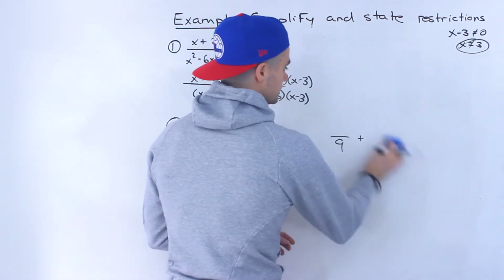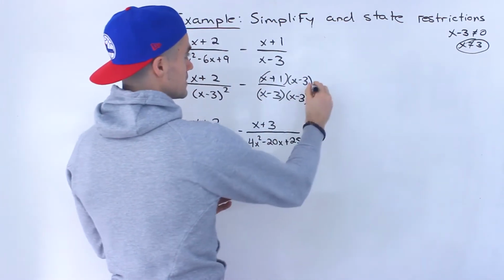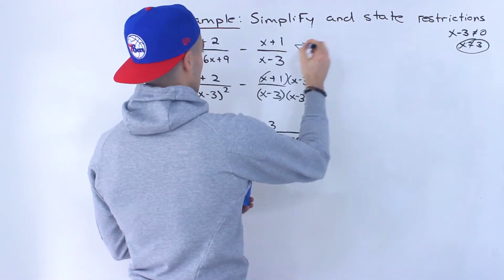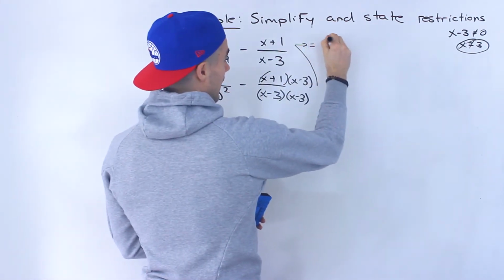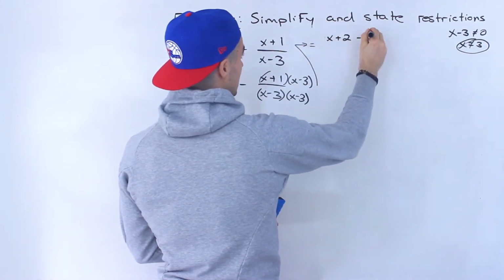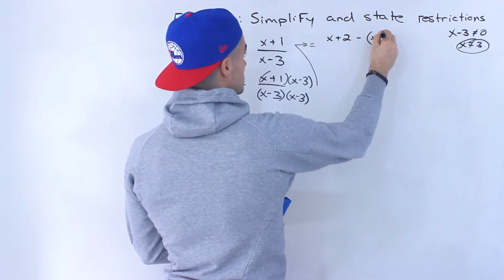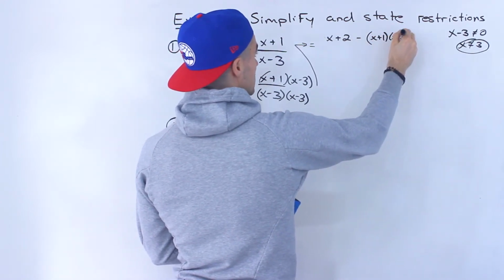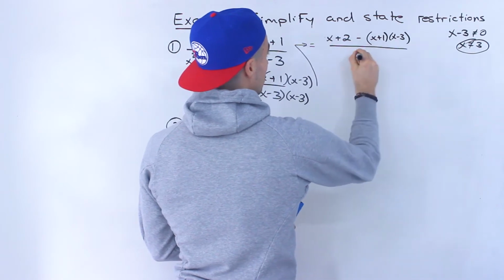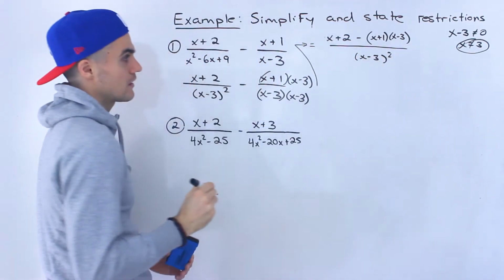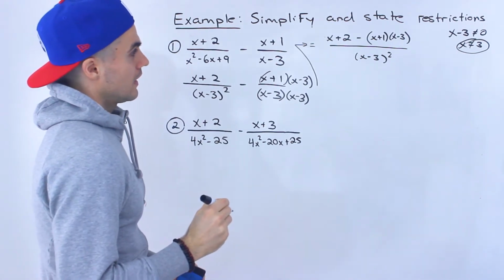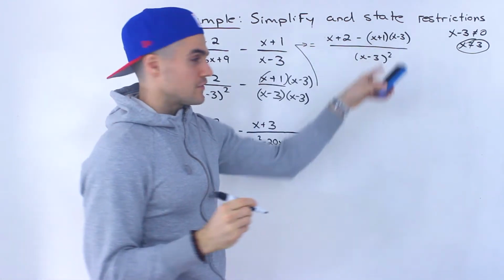So from here, if we combine these now into one fraction, we would end up with x plus 2 minus x plus 1 times x minus 3. And then this is going to be all over x minus 3 to the power of 2, like that. And now from here, what you want to do is simplify that numerator.